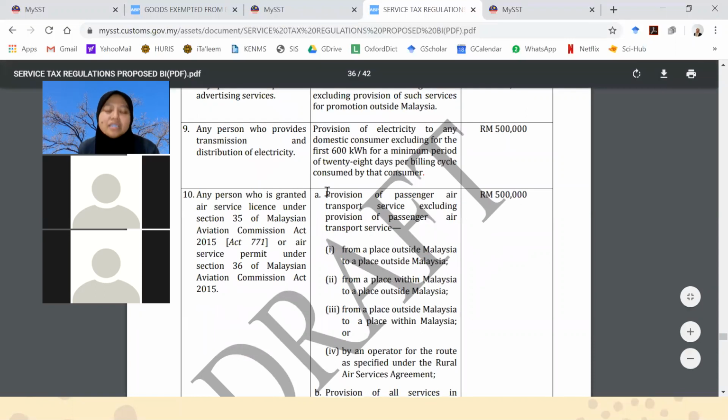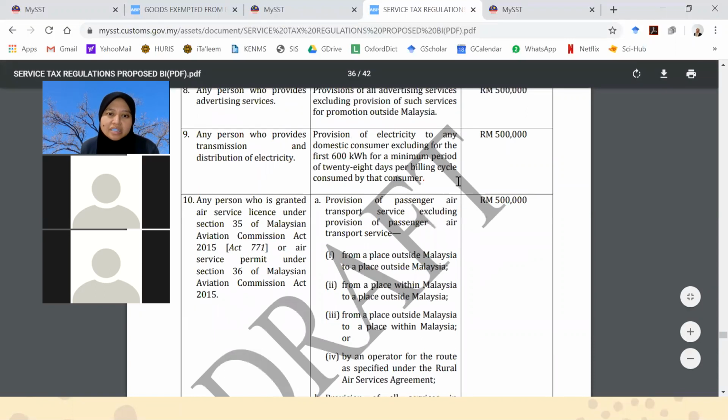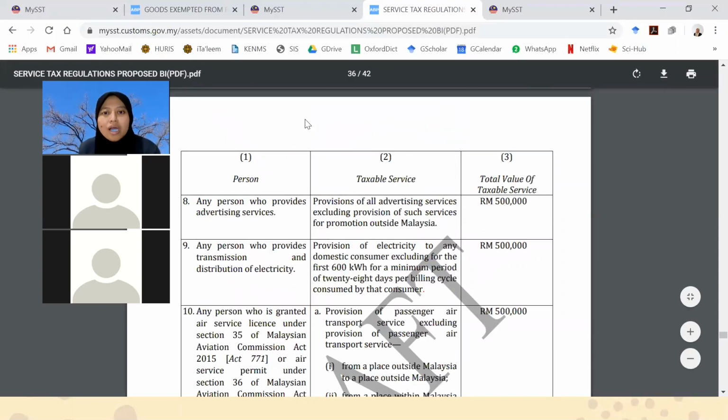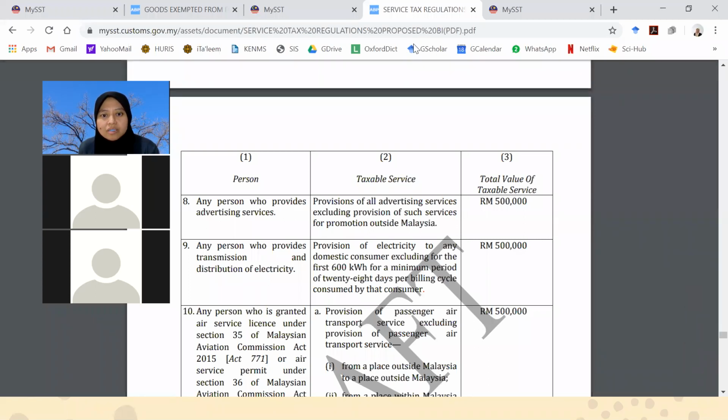So this is the general overview, all the details are here. If you want to know, you have to read the details. And there are also a few changes after this. This is the original one, and then there were a few changes.